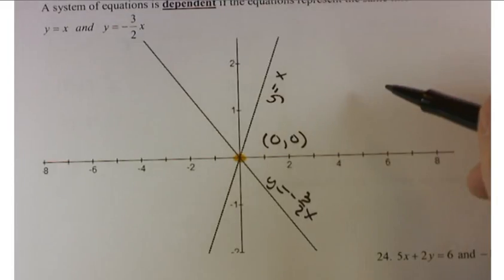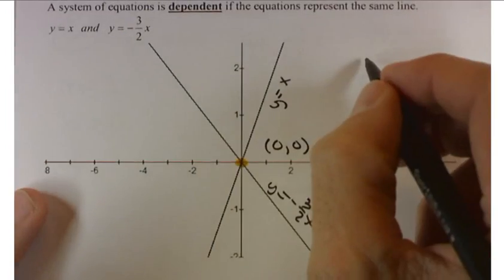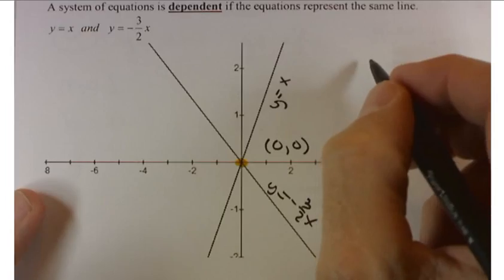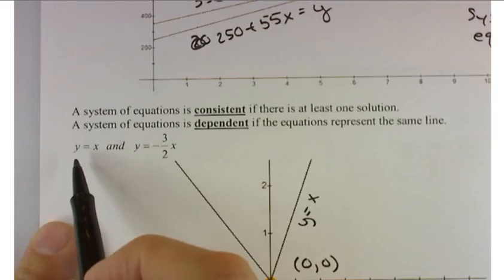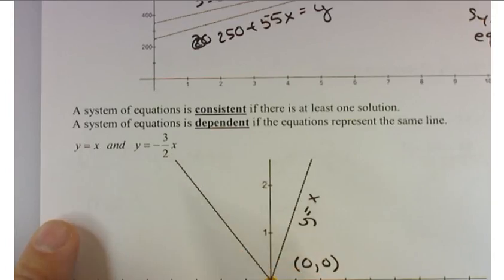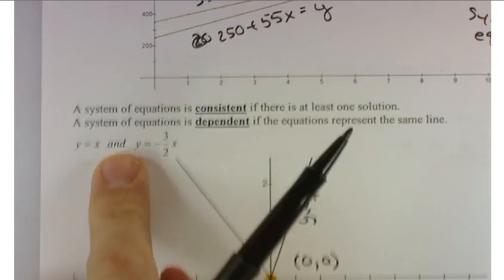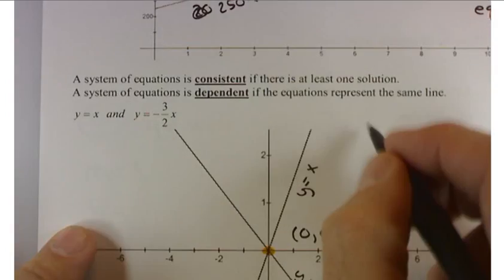Class, is this consistent or inconsistent? Why? Yeah, that one spot where they meet is your solution. That point, 0, 0, solves both equations. If you plug it in, 0 equals 0. That's true. 0 times negative 3/2 equals 0. So this point is a solution to both equations simultaneously. So yeah, it's consistent.